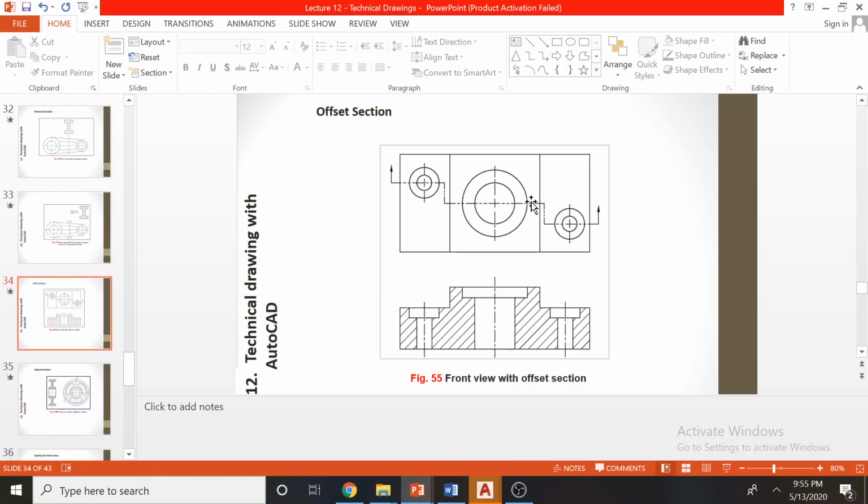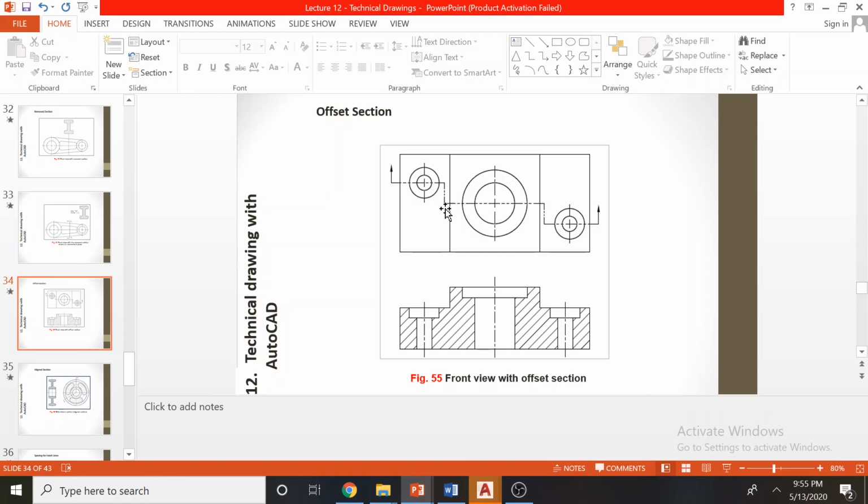Then we have offset sections. The theory behind an offset section is to cut it in from the middle; these circles are not going to be cut. So if you want to show all the information in one drawing, you can cut it in different places. These different cuts are called offset cuts, so offset sections.